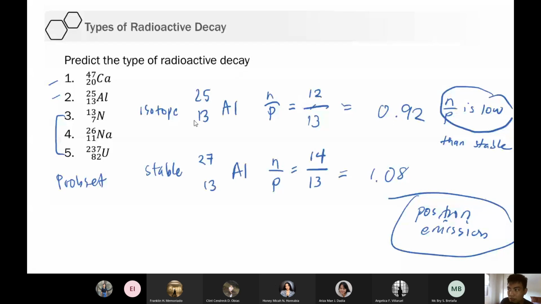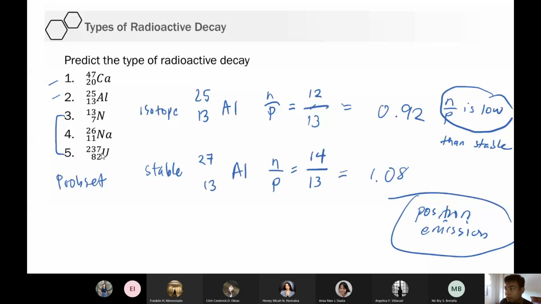For example, ito, nitrogen 13. You compare it with nitrogen 14. Nitrogen 14 yung stable. Ito yung isotope. Compare mo yung kanilang NP ratio. Then, dun mo malalaman kung anong type ng emission yung pwede. Okay? So, ganun lang. Ito, sodium 26. Stable form ng sodium ay sodium 23. Eh di compare mo yung neutron to proton ratio.